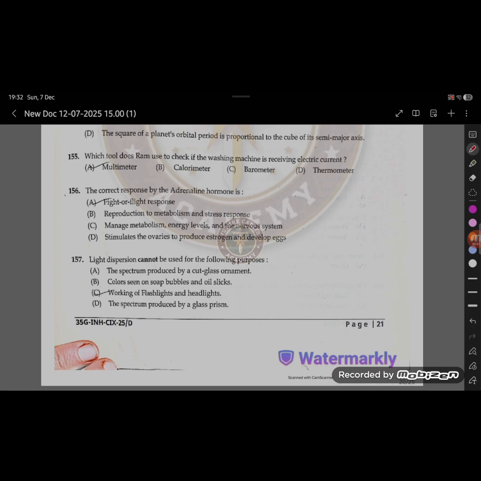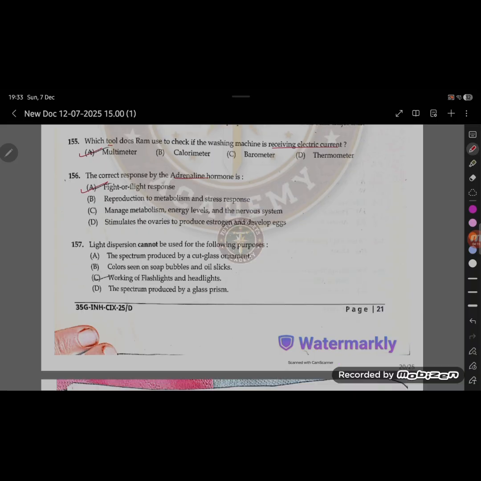Okay, the next question is about Ram, and he is using a tool to check whether a washing machine is receiving electric current or not. If you need to check that, what will you use? Definitely not calorie, barometer or thermometer. It will be a multimeter. Next, 156, adrenaline hormone. Everybody knows our fight or flight response hormone.